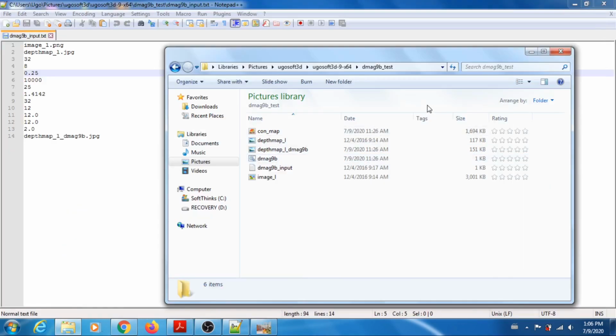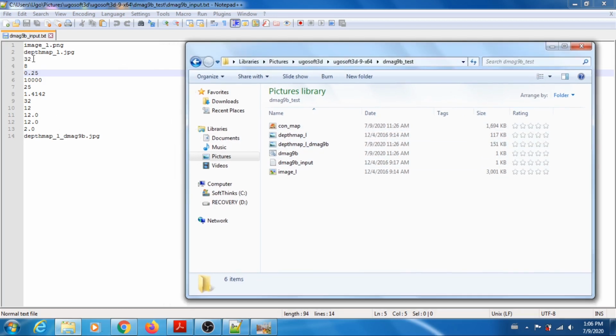Yeah, so let's run what's on the DMAG9b underscore test and see the effects of changing a few parameters here and there. So first try. Okay, so this is the input, that's the default. First I'm gonna play with the sigma on the confidence map. So let's run that one. That's gonna be our base result.